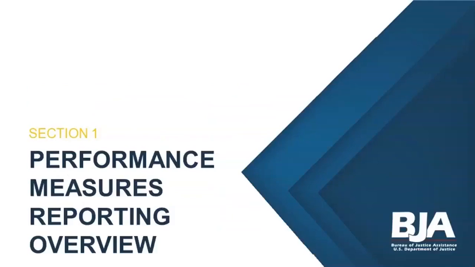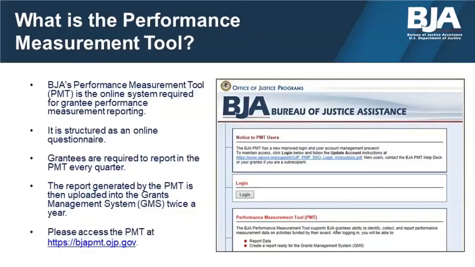This section of the training will provide an overview of performance measures and the reporting process. So, what exactly is a PMT? The Performance Measurement Tool is the online data collection tool for the Office of Justice Programs grant recipients. It is structured as an online questionnaire and is available year-round. The PMT contains lots of information and tools to assist you in your reporting. So let's take a look.